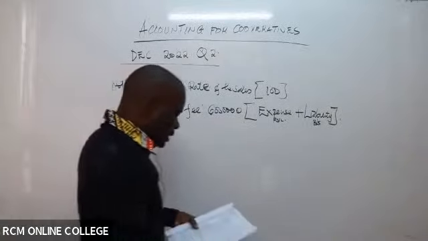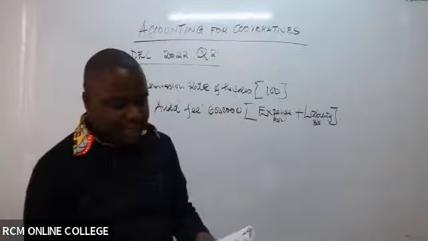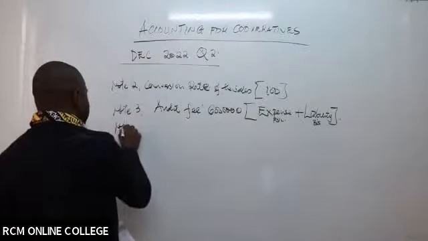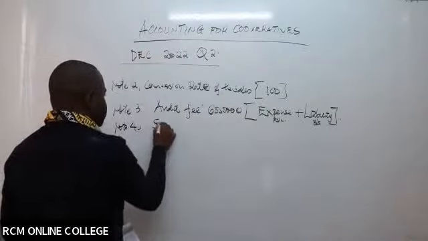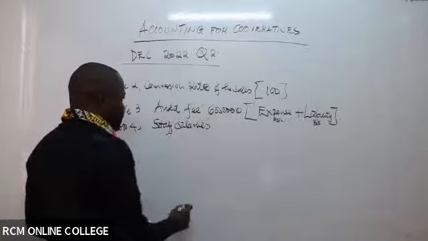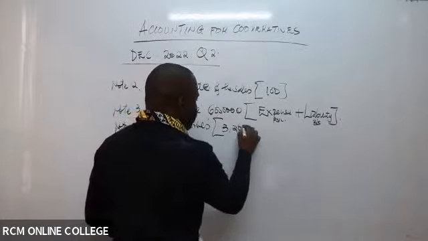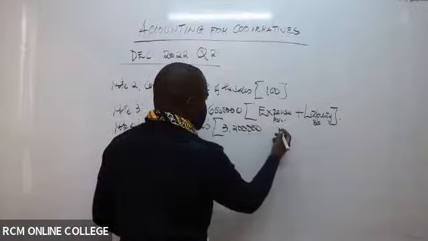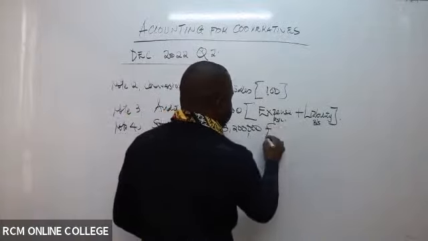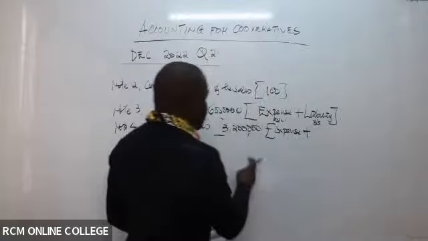Then number 4, staff salaries and wages amounting to 3.2 million had not been paid as at 31st of December 2021. So in this case, you have note number 4, staff salaries. By the end of the year, they were yet to pay 3.2 million. So this one will still be an expense, but as you note, these are expenses outstanding at the end of the year.